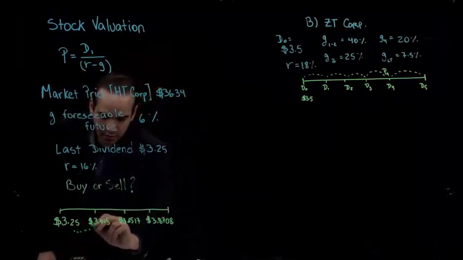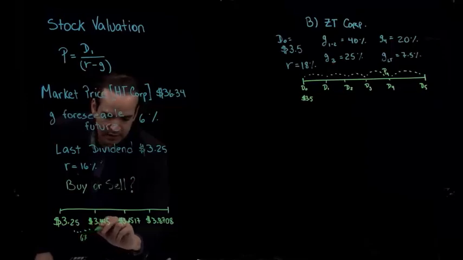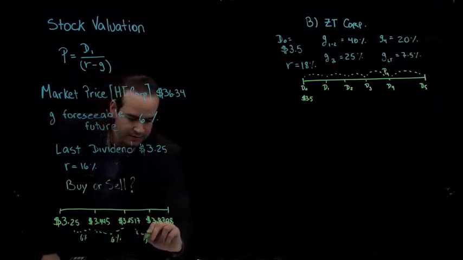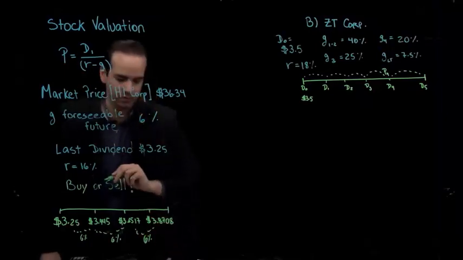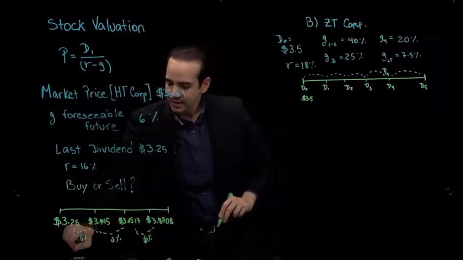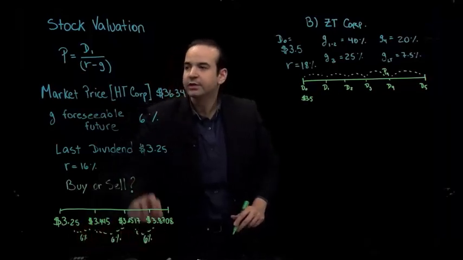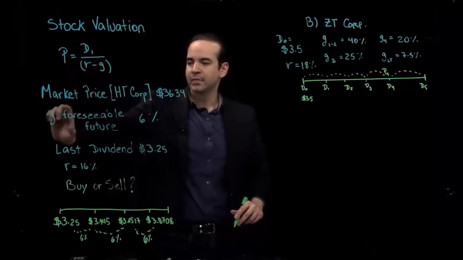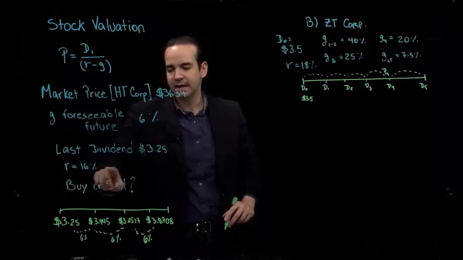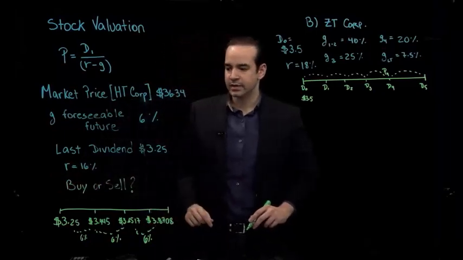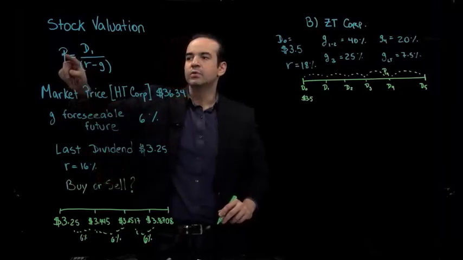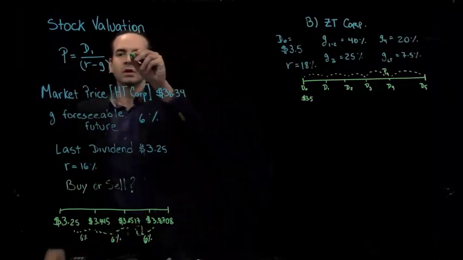The growth here is 6%. The growth here is 6%. The growth here is 6% as well. So the dividends are growing. The growth rate is constant, a growing perpetuity. The growth rate is 6%, and now we have that the discount rate is 16%. So in this particular case, we're getting the value using the growing perpetuity formula.